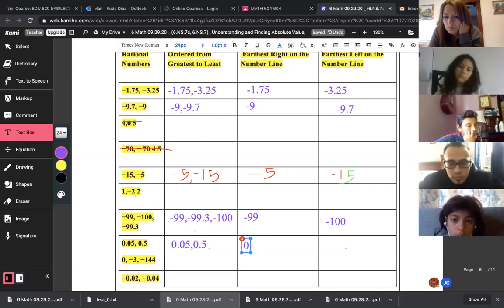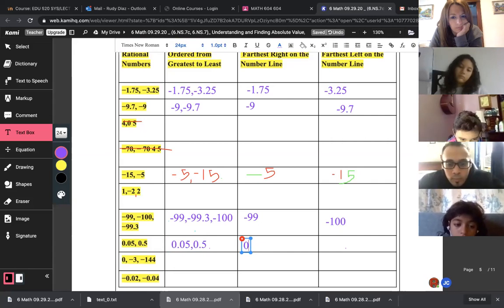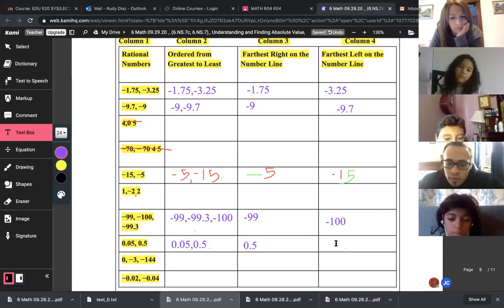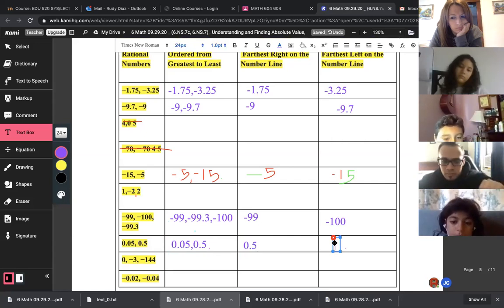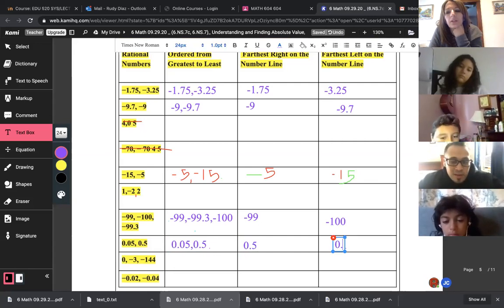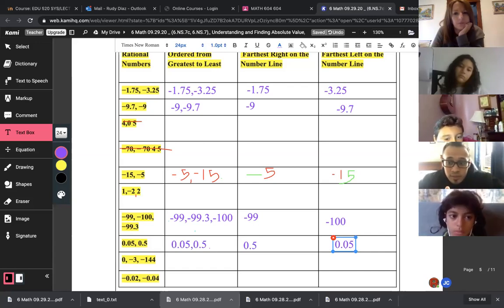Out of those numbers only, 0.05 or 0.5? 0.5. Mm-hmm. Good. Why? Because 50 cents is larger than 5 cents, yes? Mm-hmm. Okay. And then the farthest to the left, meaning which one is the smallest amount, is 0 what? 0.5. 0 point. There you go. 0.05, right? Because that's the other one, right? Does that make sense? Yeah. You guys see how we did that?